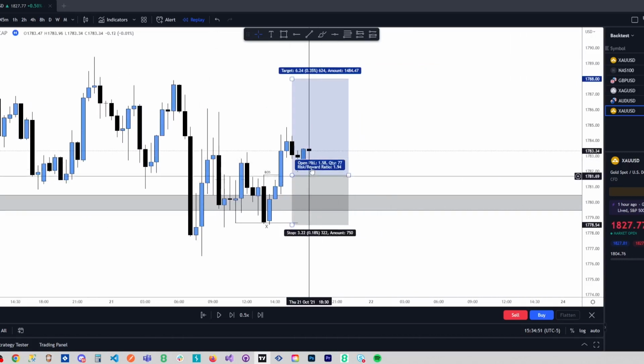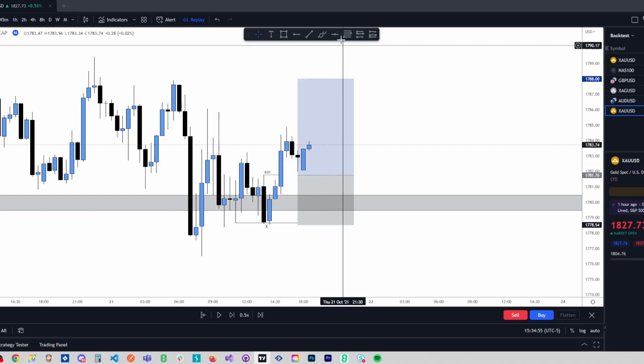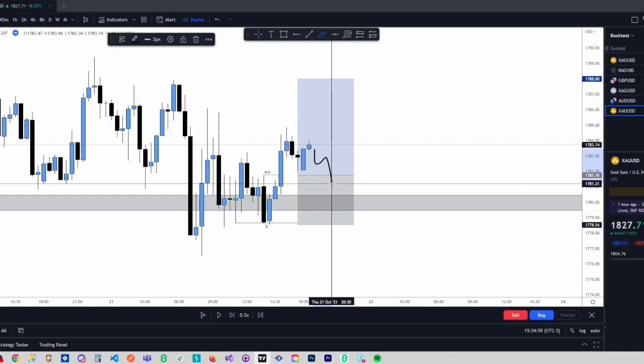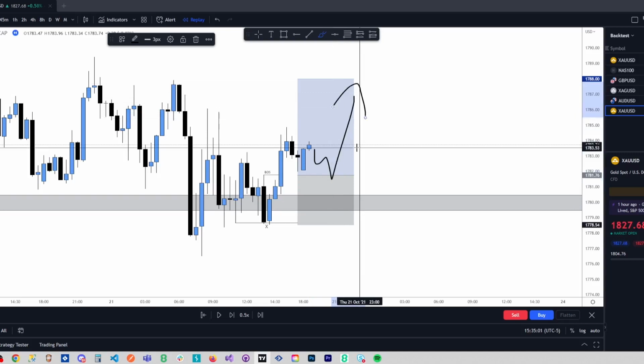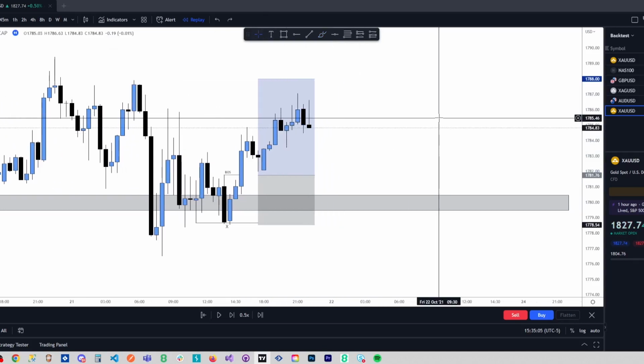So right now we have a buy limit over here. We're not in the trade yet. Once price taps us in, once price does this, then we are in the trade. And we expect price to continue to the upside. So we're not in the trade yet.